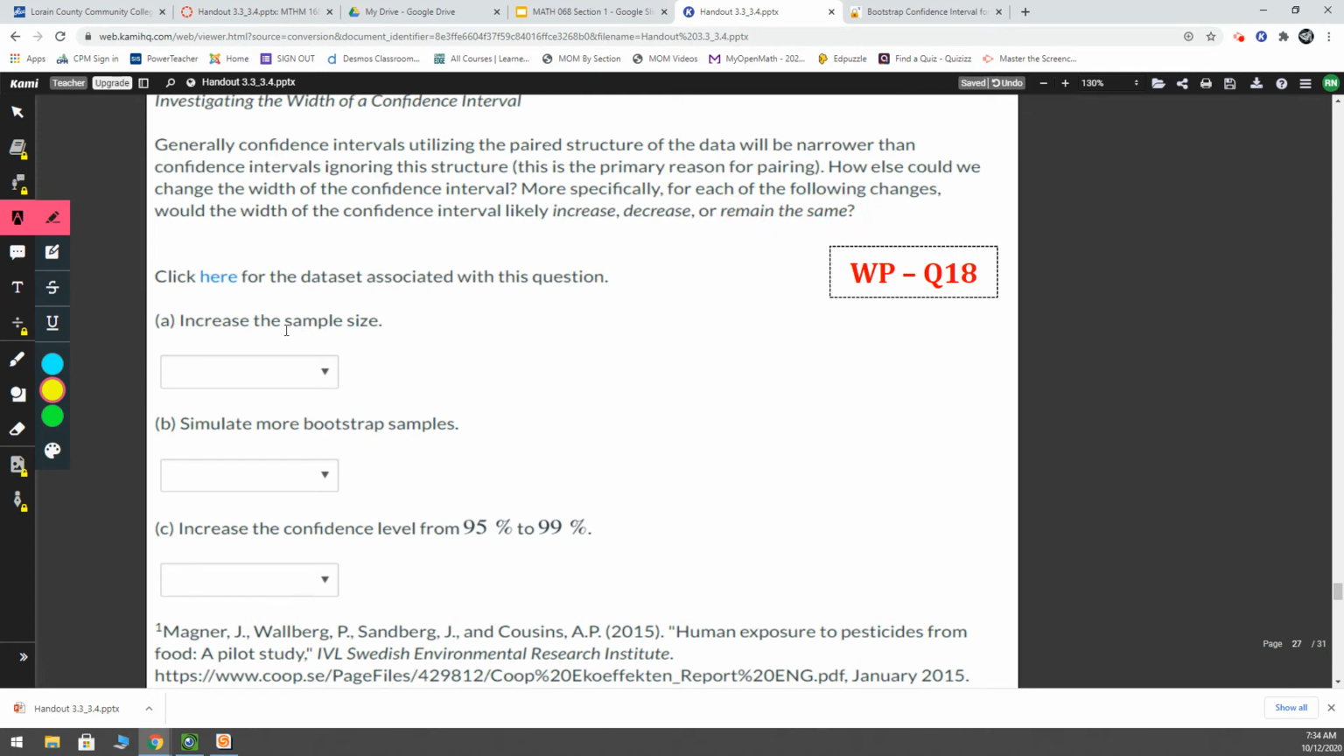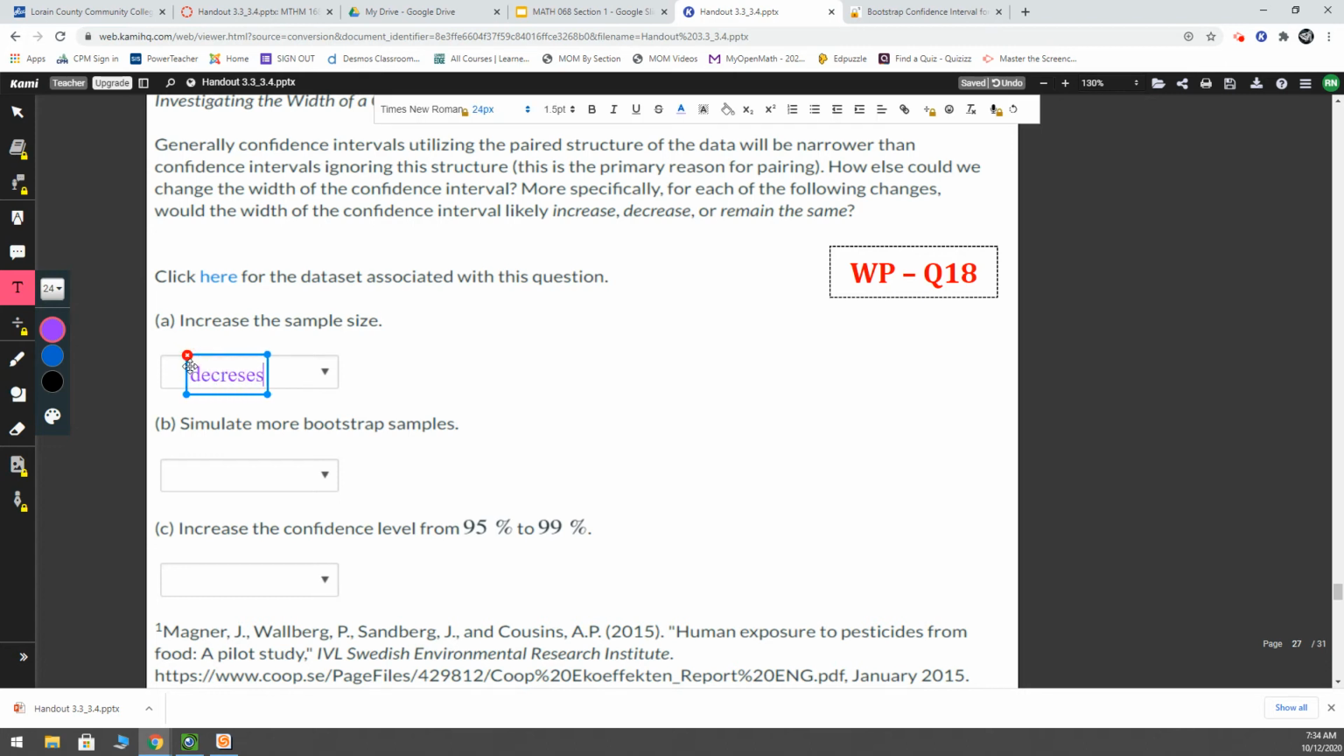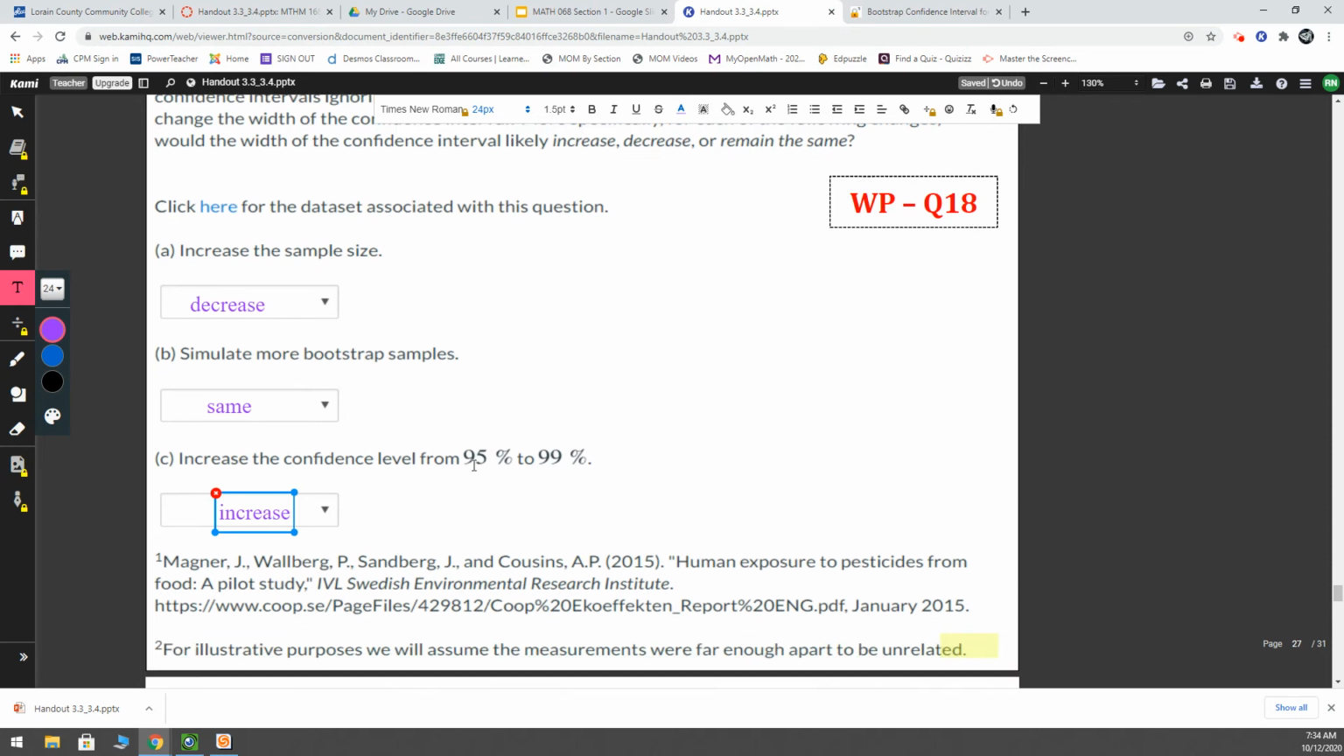If I increase the sample size, remember, increasing the sample size will cause the CI to decrease. If I simulate more, it will likely remain the same. We just got done talking about that; it will be about or approximately the same. If I go from a 95 to a 99 percent confidence level, what will happen? Well, it will get larger. It will increase. I did that when I went from 80 to 99. I was a little more dramatic on mine.